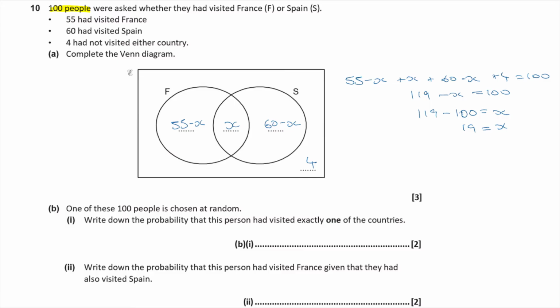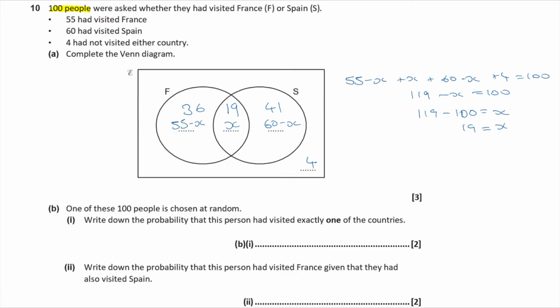So now I know that there's actually 19 in the middle section. 55 minus x is going to be 55 minus 19, which is going to be 36. And 60 minus x is going to be 41, isn't it? Okay. You might want to just double check that they all still add up to 100. So it's 36 plus 19 plus 41 plus 4. I believe it does. Yes, I think we're good there.